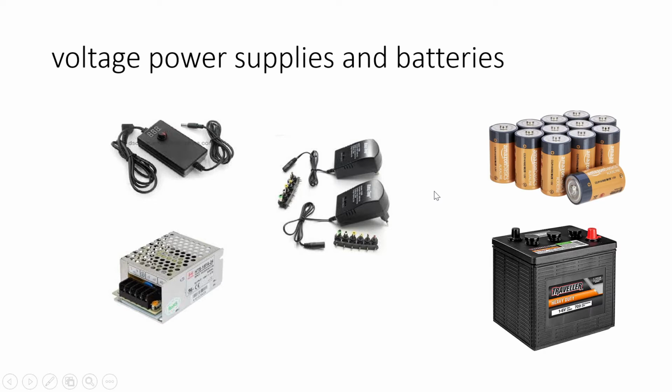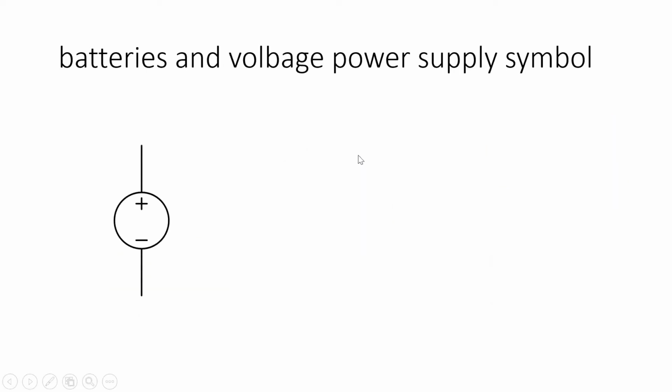In an electrical circuit, we don't draw the actual shape of the component. We replace that with a symbol. And this is the symbol for the voltage power supply. And as you see, it has two terminals: terminal 1 and terminal 2.